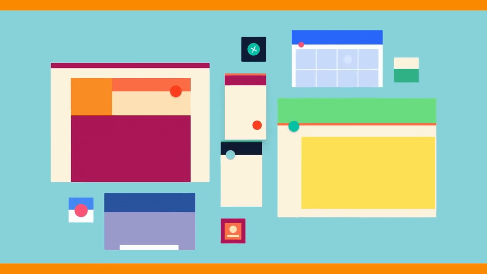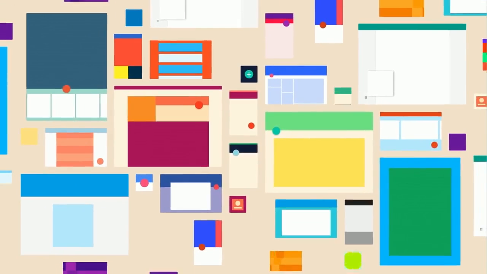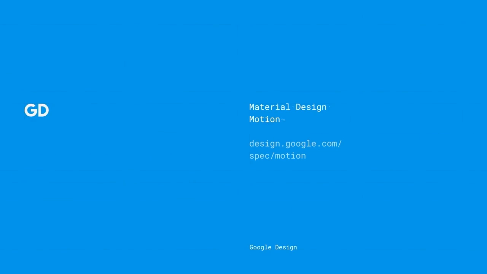Whether your brand is fun and playful, or serious and straightforward, using the motion principles from material design can help you produce a quick, clear, and cohesive experience. Get to know how things move at design.google.com.